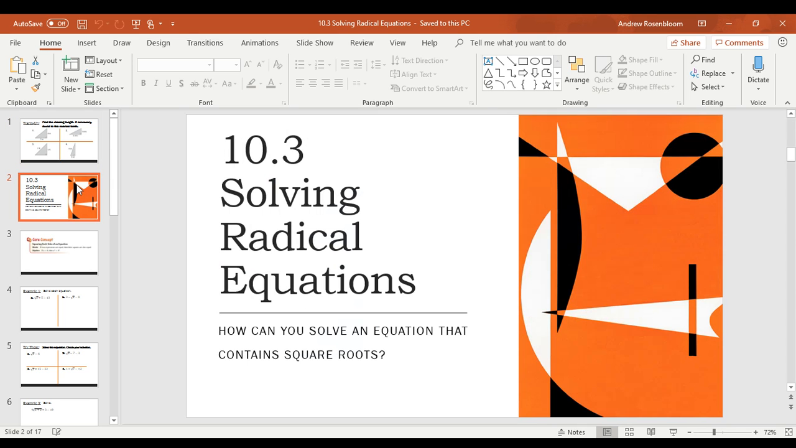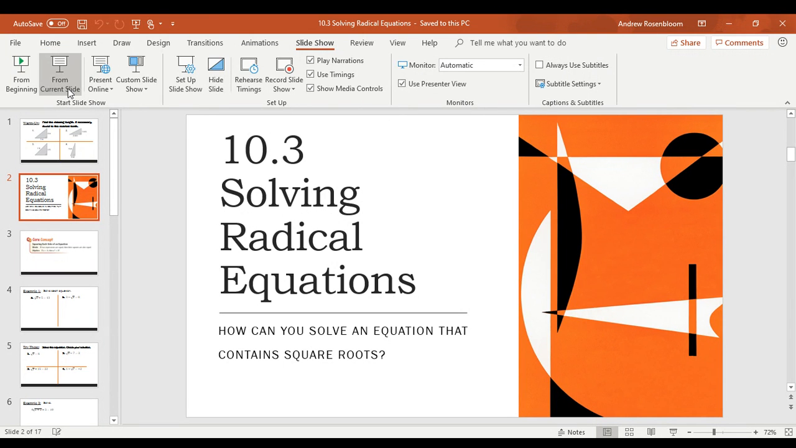All right, guys, we are going to continue with section 10.3, which is solving radical equations. So we're going to be solving equations that deal with square roots and cube roots and all that stuff. So here we go.